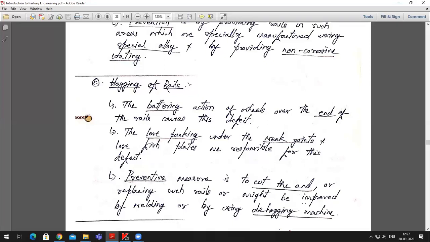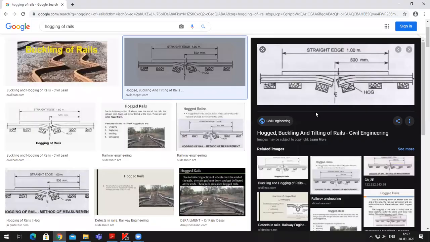So this battering action of the wheel over the ends of the rail is the main cause of this particular defect. The second cause might be loose packing under the weak joints. What it means is, suppose you have this kind of situation, all these sleepers that you are seeing will be packed inside the ballast cushion, and if the ballast cushion is very weak, especially in this particular section, the joint will start sinking repeatedly when the vehicle moves over this rail.